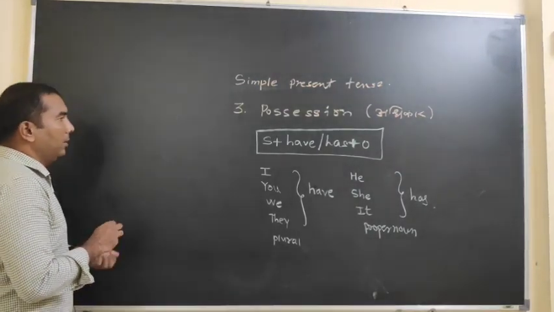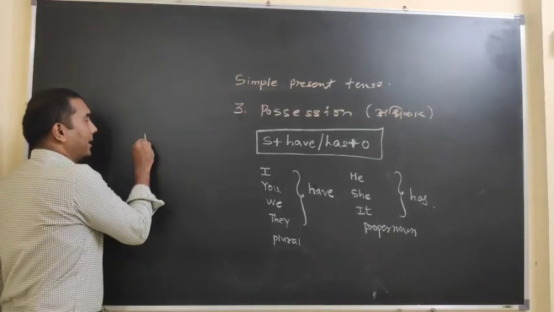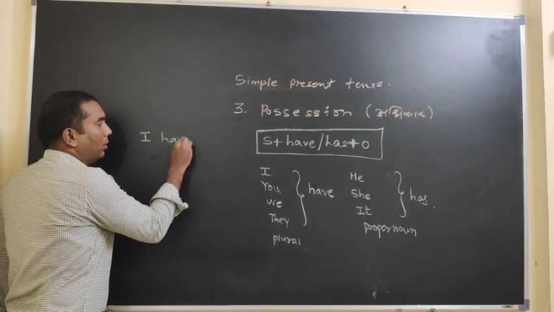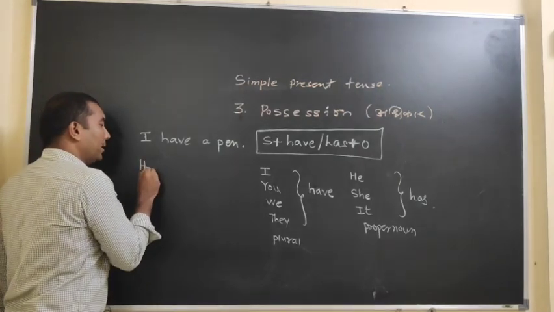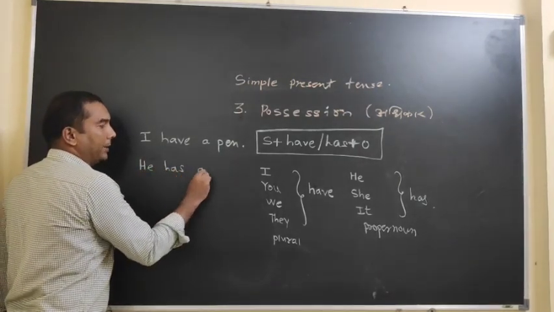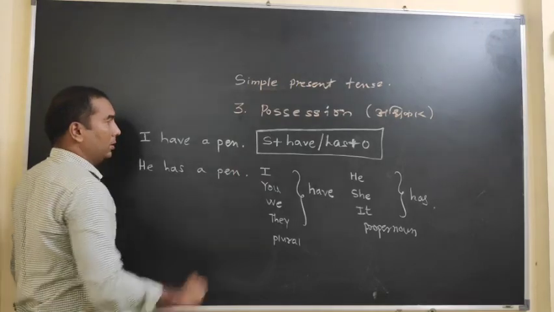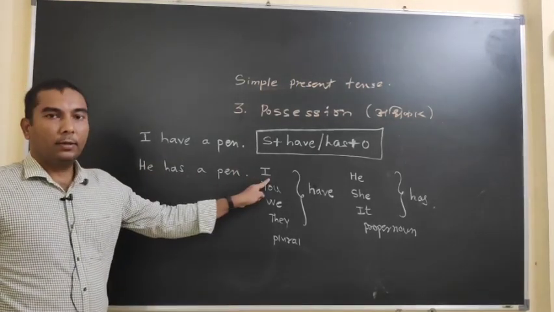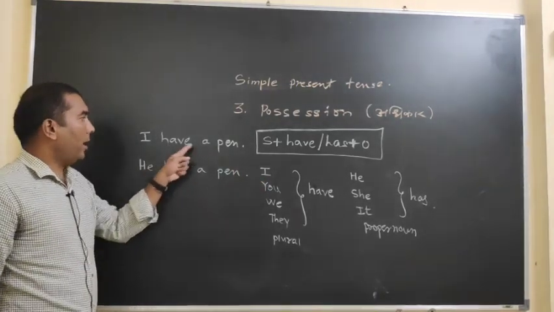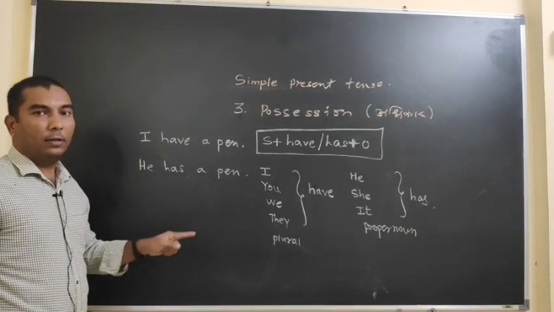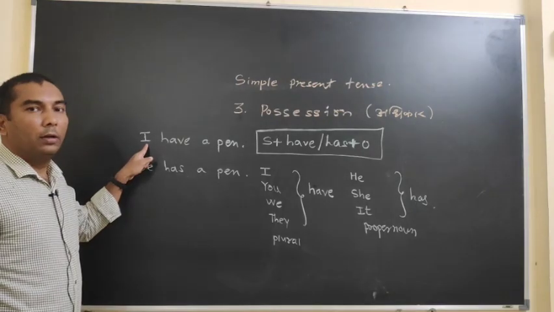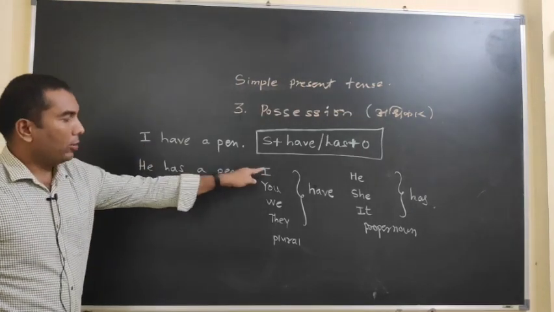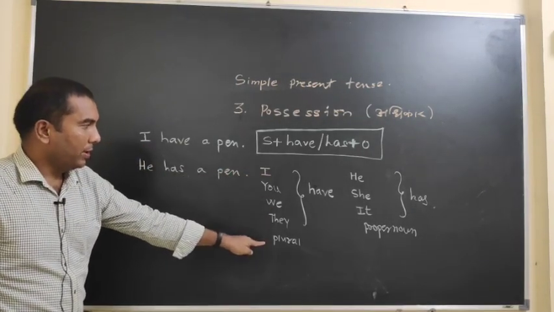Now, a simple example I can write here: I have a pen, and second example, he has a pen. Now look, I, pronoun, have a pen, and he has a pen. I have a pen, I is a pronoun according to this particular track.